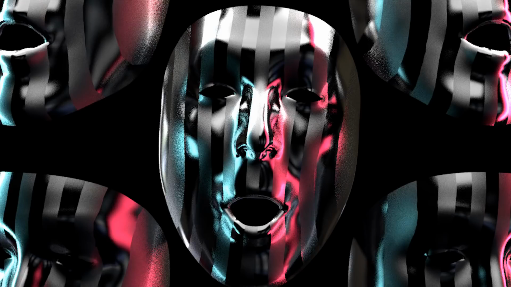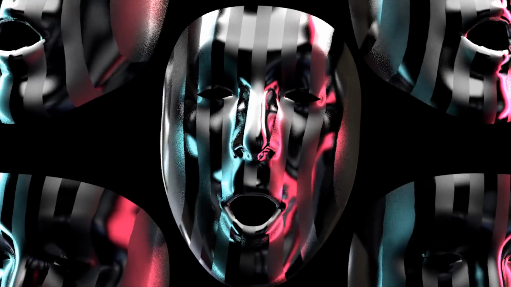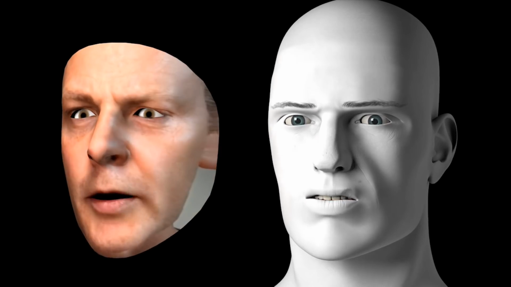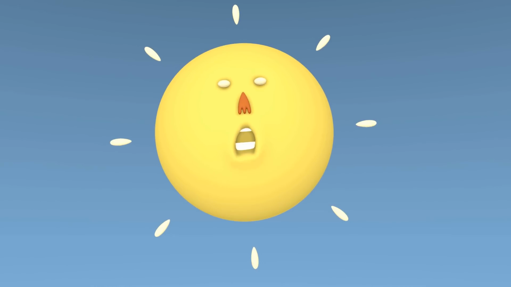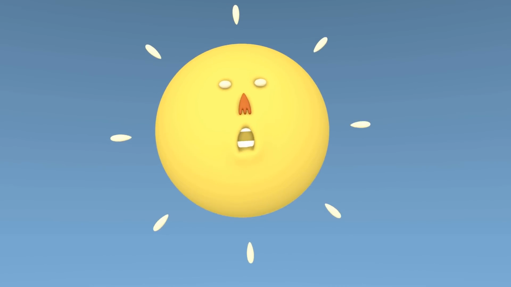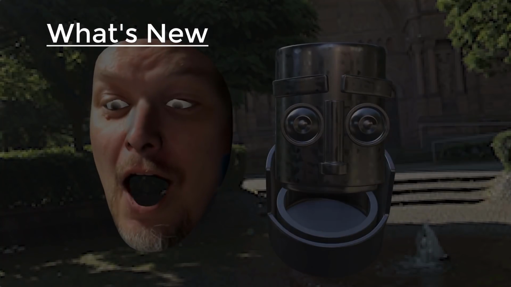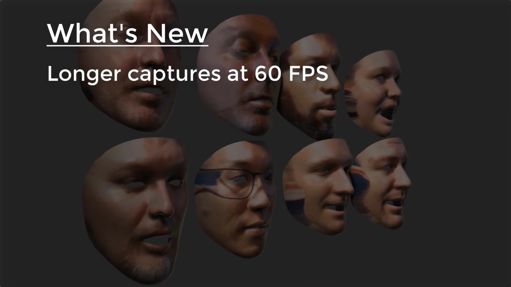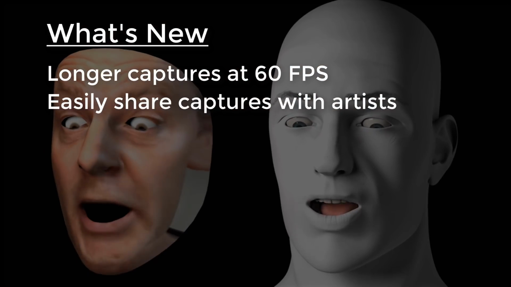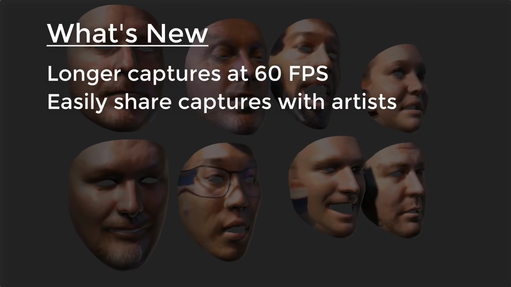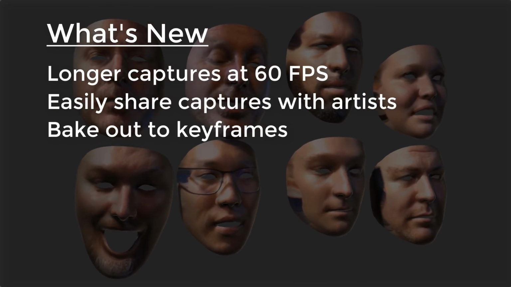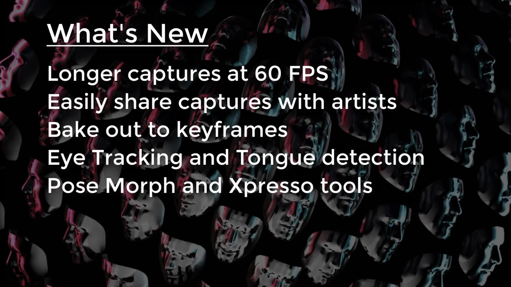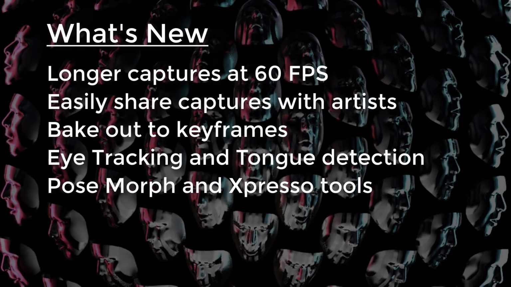With CVAR 1.5, you can easily create animation of a performer's face, use it to drive the performance of a sculpted pose morph, or control a character completely via Espresso and blend shapes. CVAR 1.5 now gives you the ability to capture longer, smoother performances at 60 frames per second, easily share those captures with other artists all around the world, bake out the data to keyframe animation, improved eye tracking and tongue detection, as well as new workflow tools to help you quickly set up your Espresso and pose morphs.